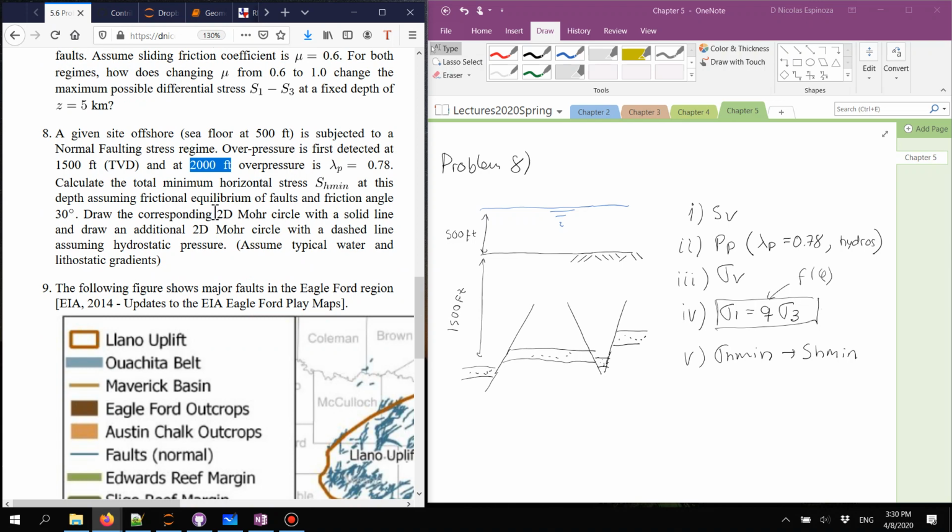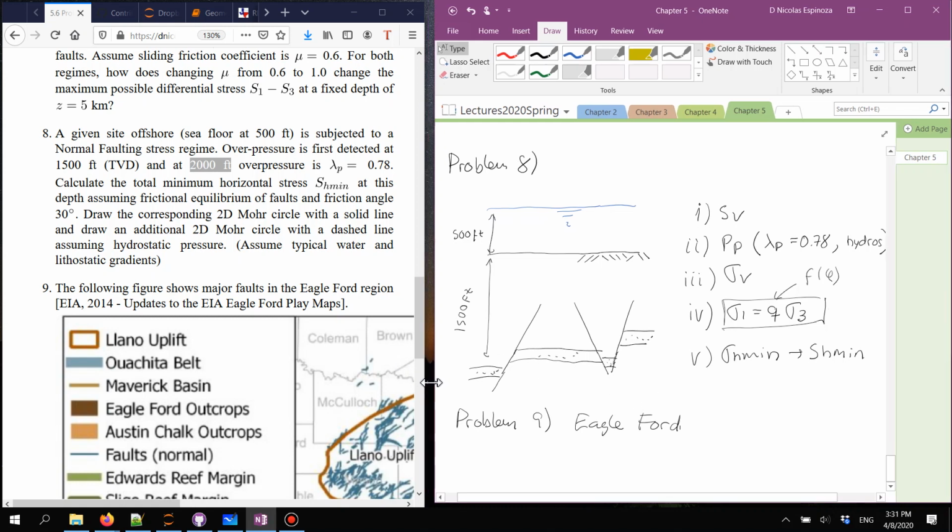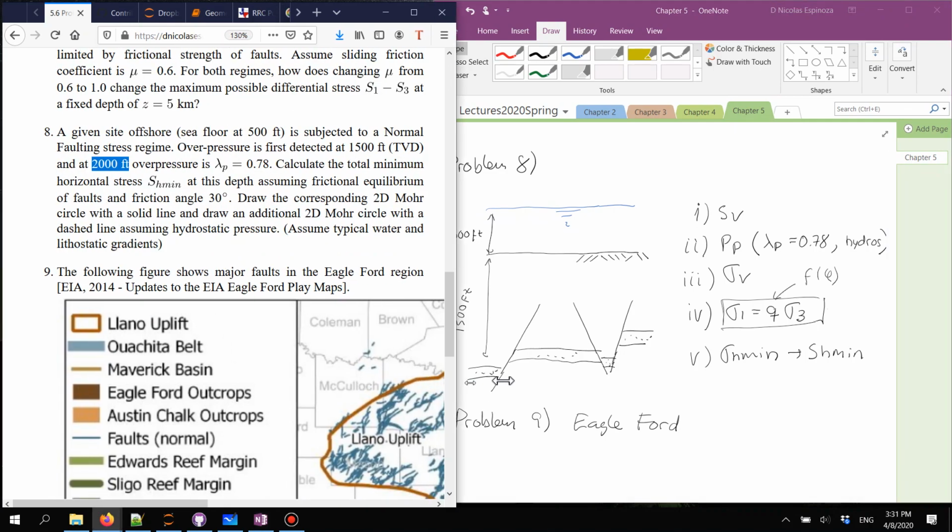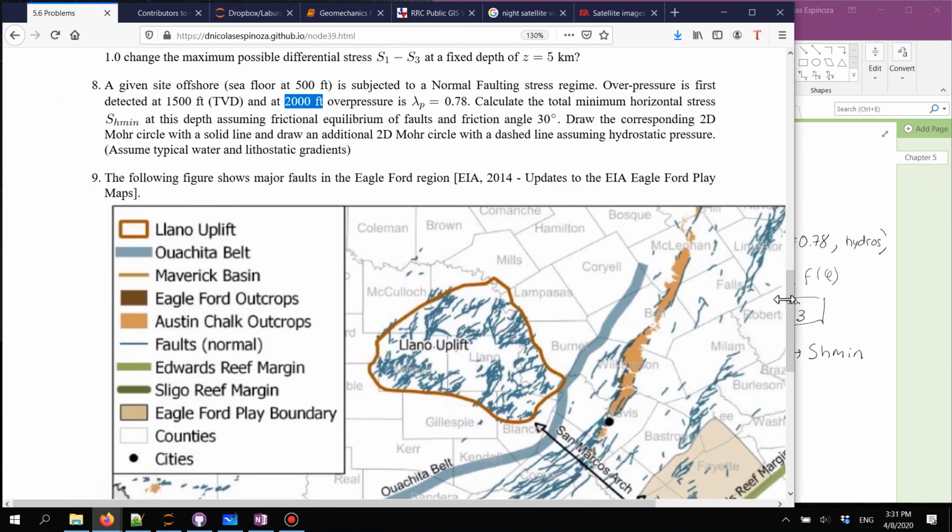In problem number 9, I like this problem a lot. What you have to do is to look at this map from the Eagle Ford formation and try to interpret that map to look at the faults and see how you can interpret what is the state of stress. And also, in this case, we're not particularly interested in what is the magnitude of the stress. We want to know more about the orientation. All right, so let me enlarge the window over here.